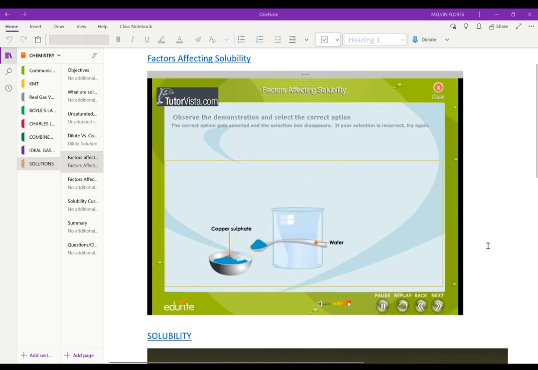Observe this demonstration. What can you conclude from the experiment?